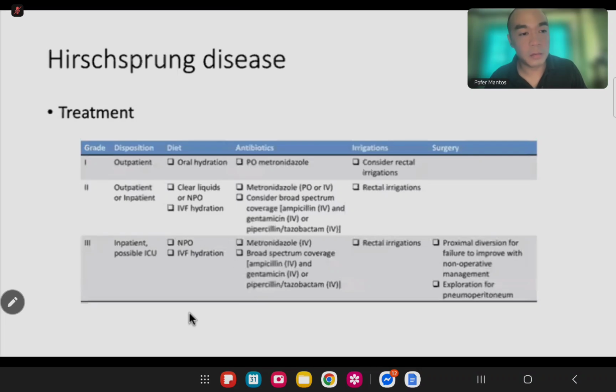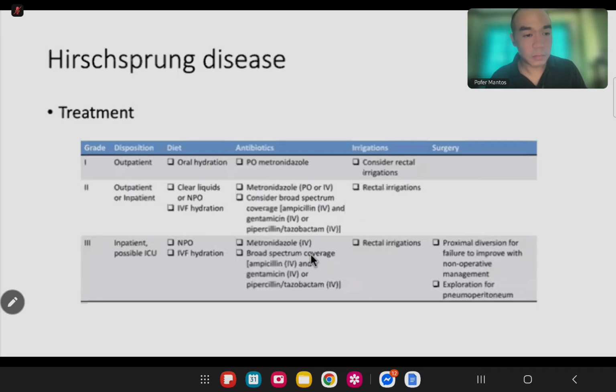This is for the HAEC, Hirschsprung associated enterocolitis. So as you can see here, depende sa grading ang treatment, no? So usually we initially put the patient on NPO, especially if it's really a confirmed HAEC. So we give metronidazole and other broad spectrum antibiotics and do regular rectal irrigations.